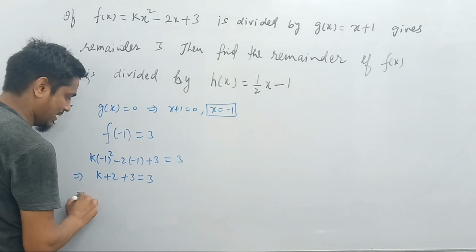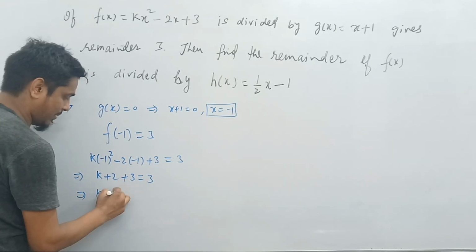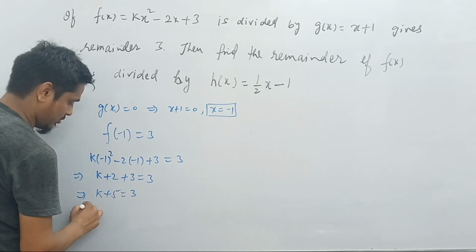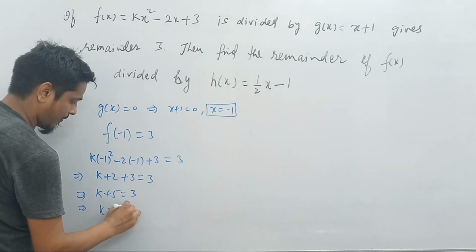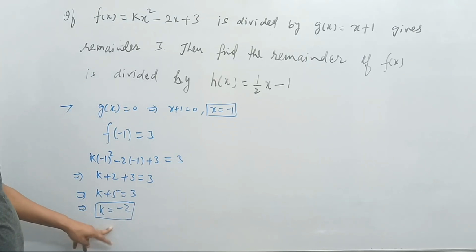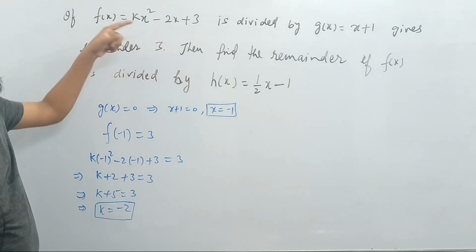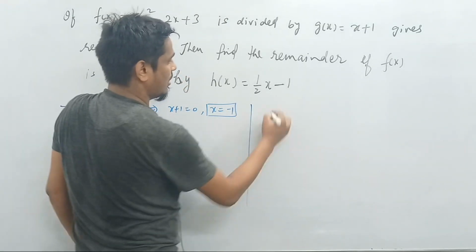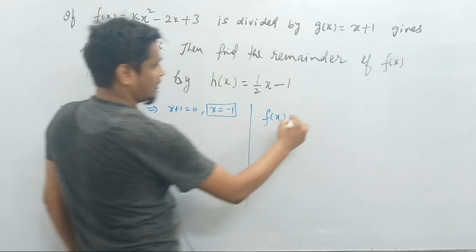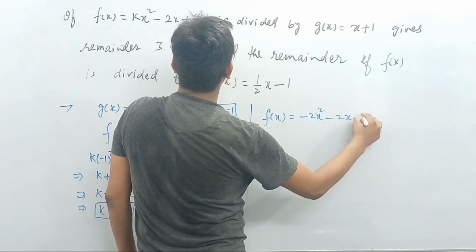Once we simplify, 3 plus 2 is 5, so k plus 5 is equal to 3, so k is equal to negative 2. Now we got the value of k, substitute this in f(x) and follow the same process. Now this time f(x) is equal to negative 2x square minus 2x plus 3.